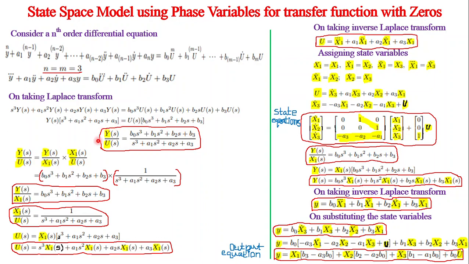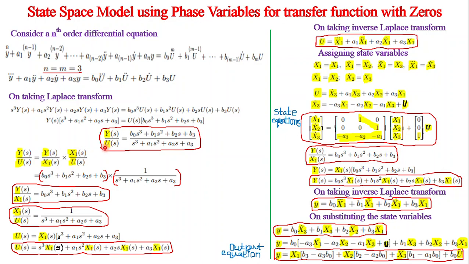Here we can see that the numerator has an s cube term, and the denominator also has an s cube term. That means the numerator has 3 roots, that is 3 zeros, and the denominator has 3 roots, that means the system has 3 poles. So whenever the system has zeros as well as poles, how to do it? If we can do it, then we can generalize for anything. There are a number of methods.